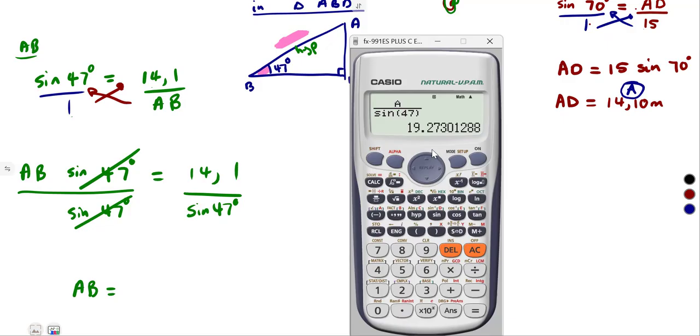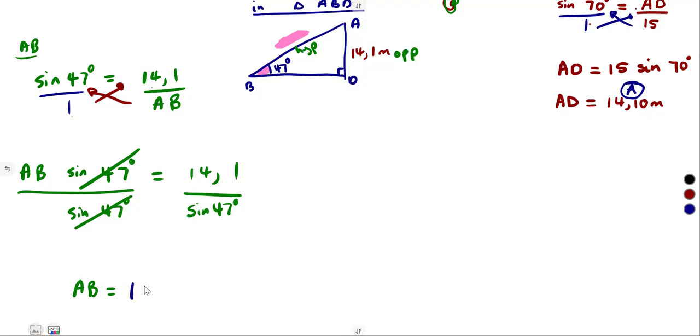That's 19.27 to 2 decimal places. Rounding this off to 2 decimal places gives us 19.27. So that's the length of AB, 19.27.